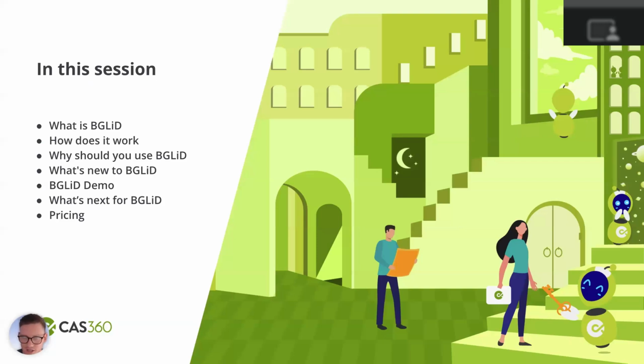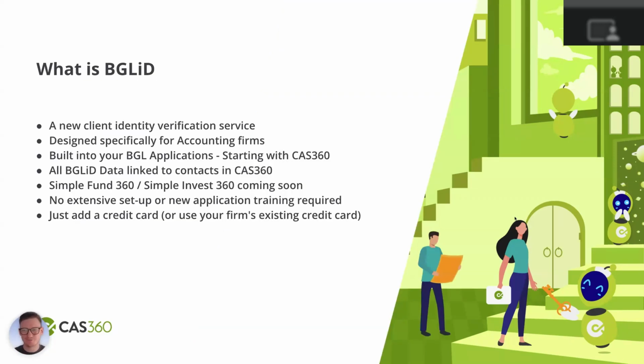Anyway, let's move on to BGLiD, and I'll just talk about what's going to be covered in today's session. First of all, I'm going to talk a bit about what BGLiD is. If this is the first time that you've seen BGLiD in action, I'll talk a little bit about how it all works and why you should use BGLiD. I'll also talk about what's new to BGLiD and what we've added over the course of 2024. And then obviously the big one, biometric scanning, which is a big reason for today's session, and that's what I'll be talking about and also demonstrating. And then I'll talk a little bit about what's next, so what's coming for 2025 for BGLiD, and also pricing, which is obviously all very important to all of us.